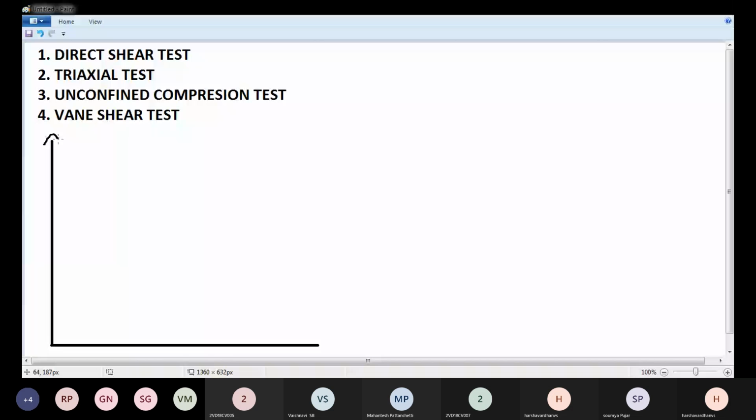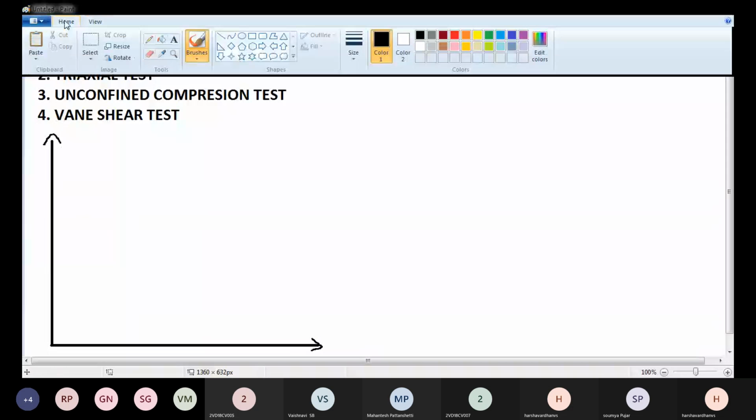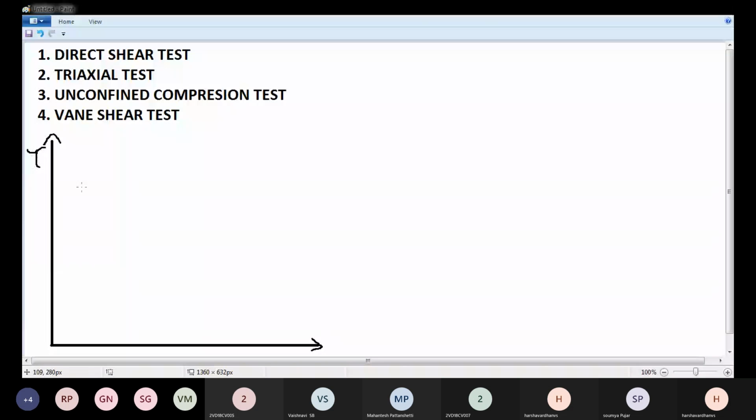That's why the first 2 tests, direct shear test and triaxial test, are commonly used. You should know these tests. And in both the tests, we draw the graph. Okay, y-axis is shear stress, x-axis is normal stress.